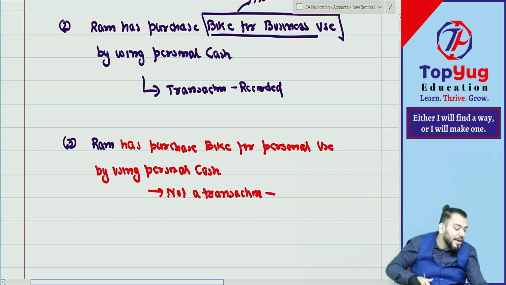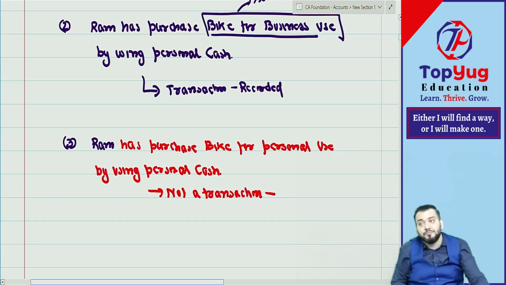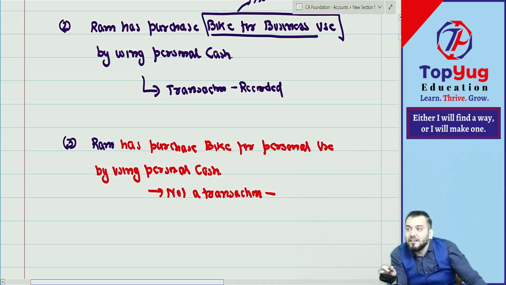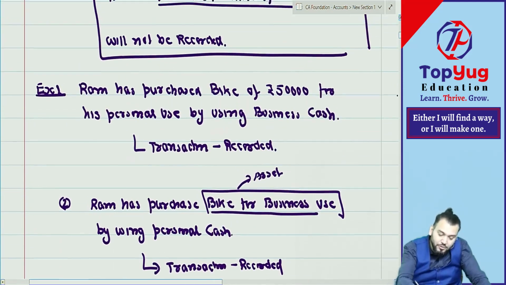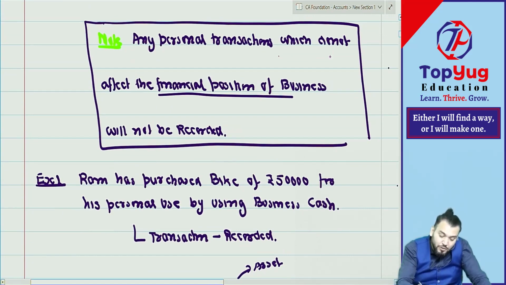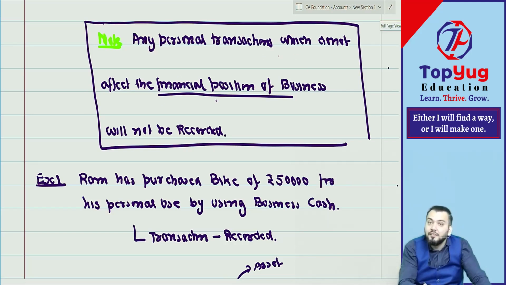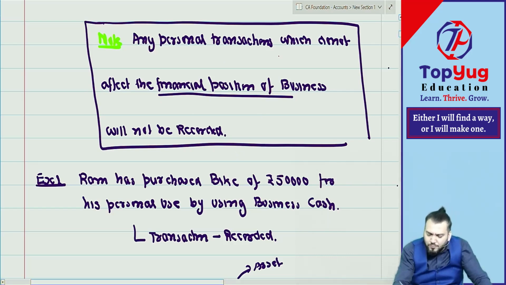So can I say in this way? Any personal transaction which affects the financial position of business requires recording. Any personal transaction which affects what? Financial position of business requires recording. Correct now. Means what note I have given? The first note that I have given? This note: any personal transaction which does not affect the financial position of business will not be recorded. So I can say in this way, any personal transaction which affects the financial position will be recorded. Understood? We can say in this way also. Write that down also for understanding.